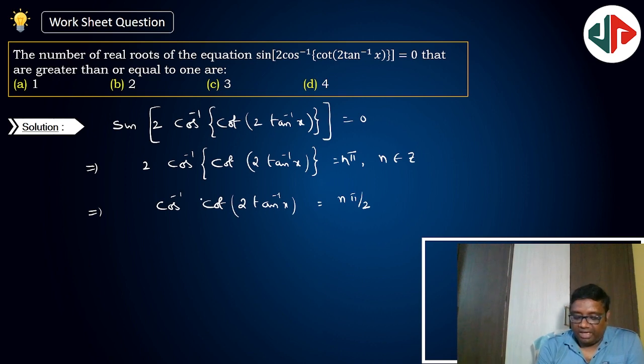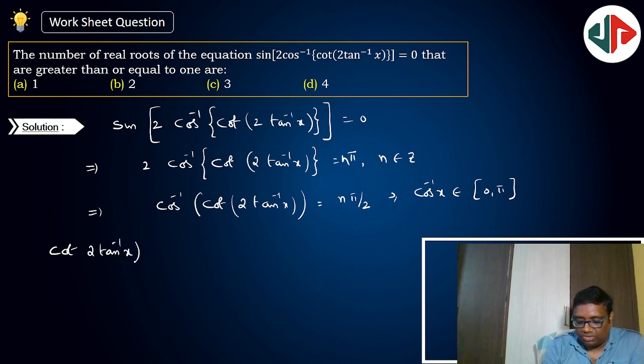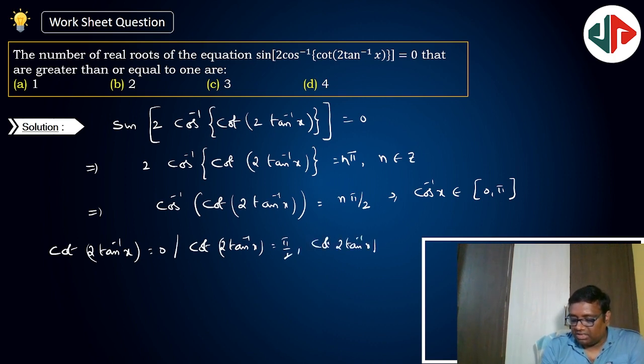Now, what is the range of cos inverse of x? 0 to pi. 0 to pi means what are the possible values? Here cot of 2 times tan inverse of x is equal to 0 in one case, or cot of 2 times tan inverse of x is equal to pi by 2, or cot of 2 times tan inverse of x is equal to pi.